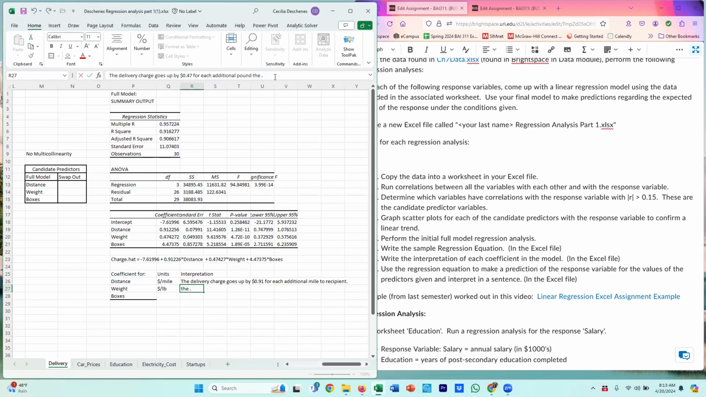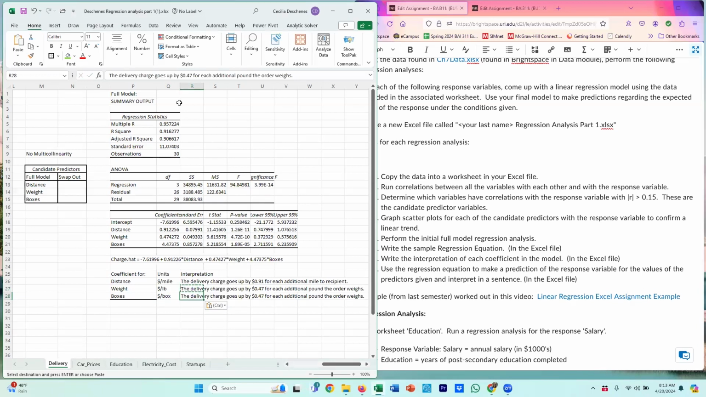The, I don't know, order weighs. And then finally, boxes. So boxes is going to then be dollar per box. So it's a single unit always in the denominator of the rise over run. Okay. And again, this one, we can interpret it directly as well. So the delivery, let's just copy it. I don't feel like typing all that. And then we'll edit it.